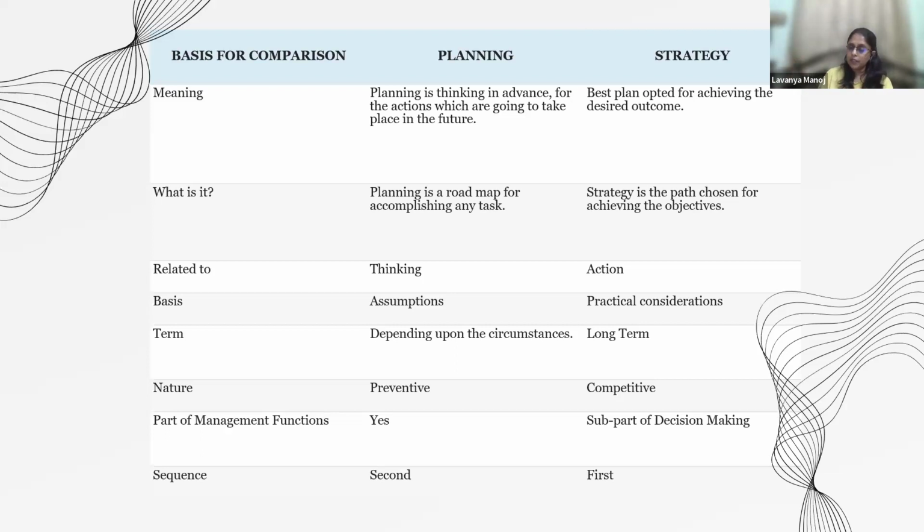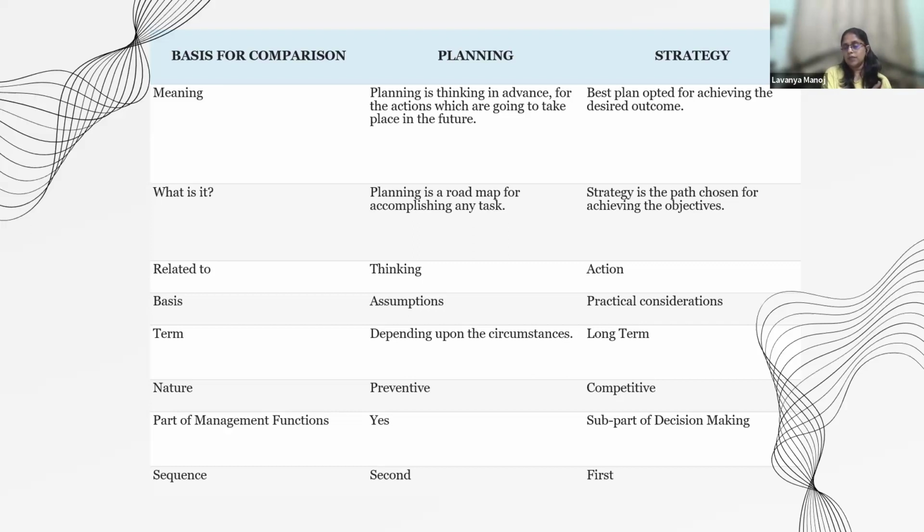Before getting into the implementation, you cannot go for any decision because nothing is being executed. Everything is only in your thinking. Whereas in strategy, when you have started implementing it, you go for the decision. And finally, the sequence: planning comes in the second sequence.